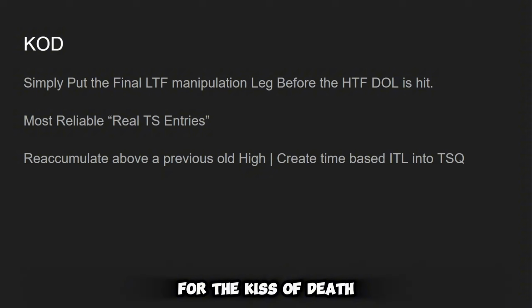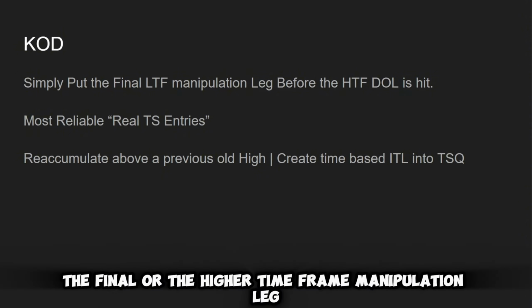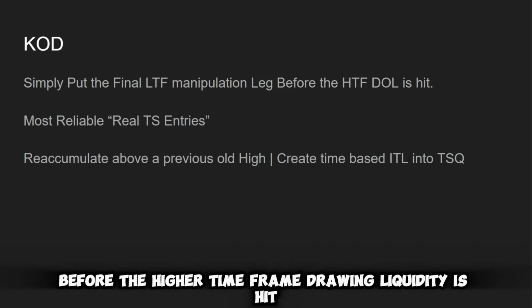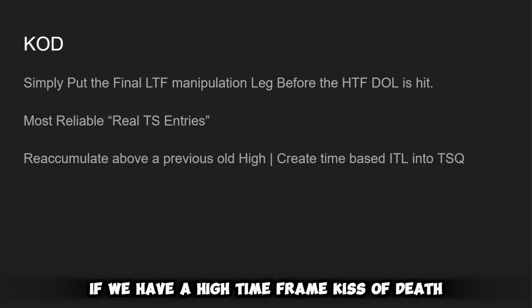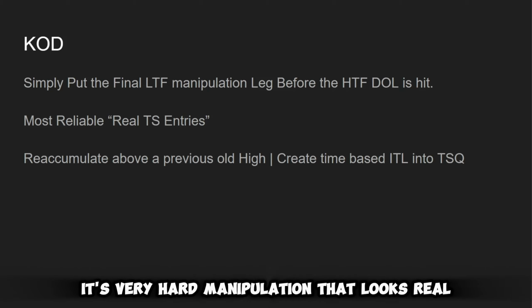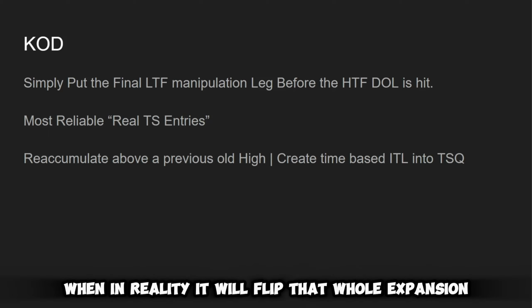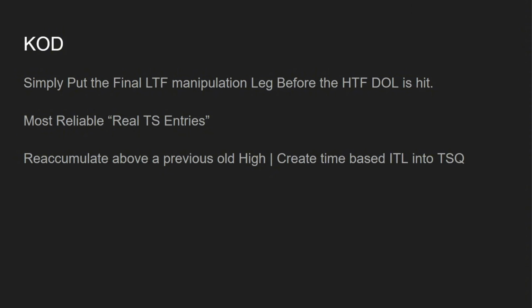For the kiss of death, I have a video on this model by itself. It's simply put the final higher time frame manipulation leg before the higher time frame draw on liquidity is hit. If we have a high time frame kiss of death, it often can last a day or two or a whole week. It's very hard manipulation that looks real. It looks like the market is trending or changing trend in one direction from an accumulation and expanding, when in reality it will flip that whole expansion.